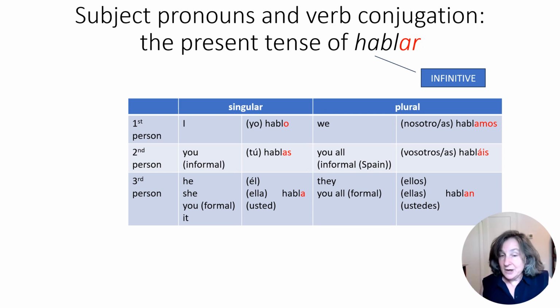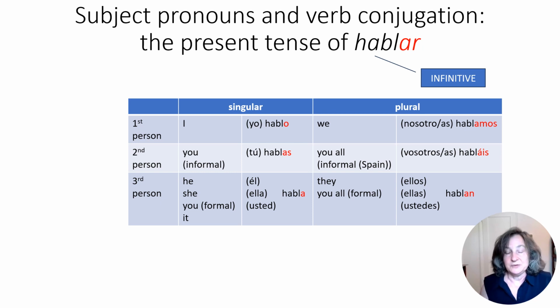So for AR verbs, the yo form, I, ends with O. Everything else has an A in it. And notice that all 6 forms are different from each other. This means that just from the verb form, you can tell who is the person who did this particular action. In this case, who speaks.